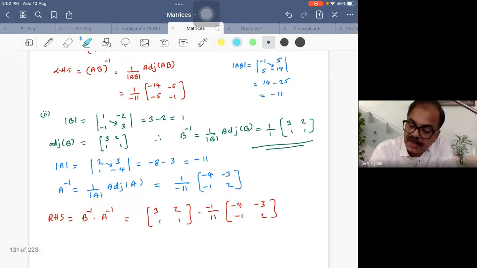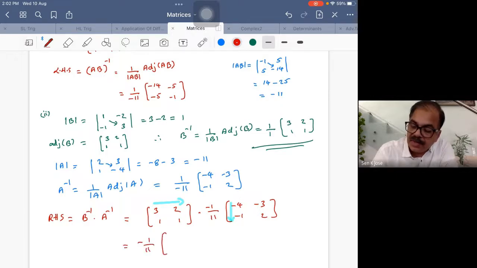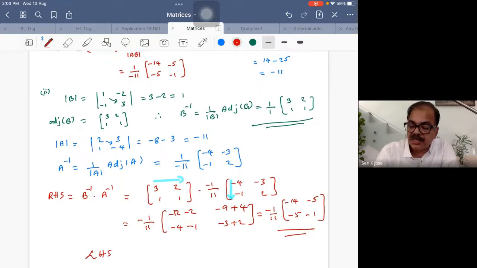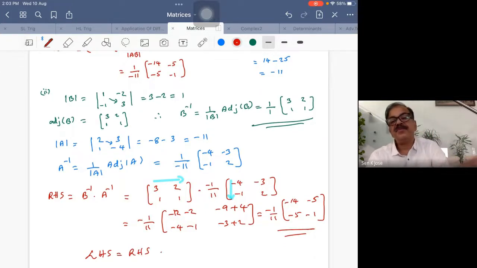And I try to multiply. The row goes with the column. Of course, I'll keep that minus 1 by 11 outside. So when you multiply, minus 12, 3 into 4, minus 12 minus 2, then minus 9 plus 4, minus 4 minus 1, minus 3 plus 2. So that's going to be minus 1 by 11 into minus 14, minus 5, minus 5, and minus 1. You can see that LHS is equal to the RHS. LHS is equal to RHS, hence verified.